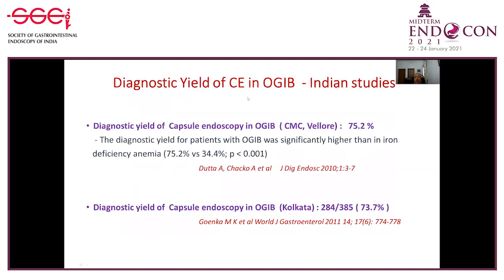Again, what is the diagnostic yield from our Indian studies? The diagnostic yield in obscure GI bleed was around 75% in our study, and similar in the Calcutta study, which was 74%. But it should be noted, like I said earlier, that in our study we found the diagnostic yield in iron deficiency anemia was only 34% as compared to 75% when we included other causes of obscure GI bleed.